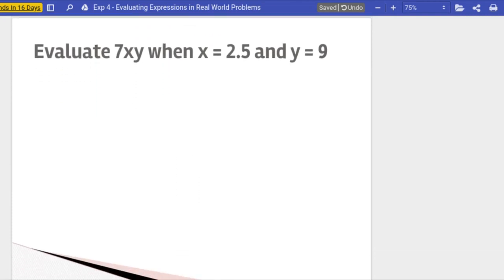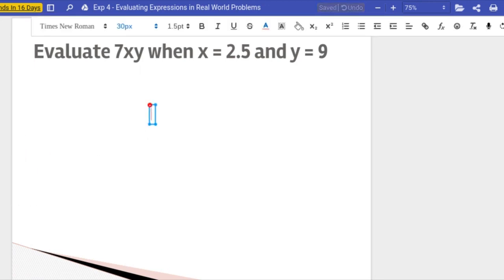Okay, pause the video, go ahead and try it on your own, and then check your answer with mine. Right, we have 7xy, so that means 7 times x times y. So I have 7 times 2 and 5/10, because that's what x equals, times 9. Now again, I can multiply in any order. I don't have to do it the way that it's written out there. So I'm going to do 7 times 9 first and get 63, and then times that by 2.5.